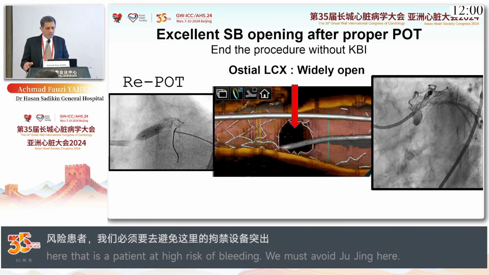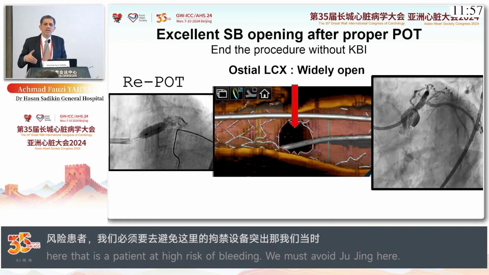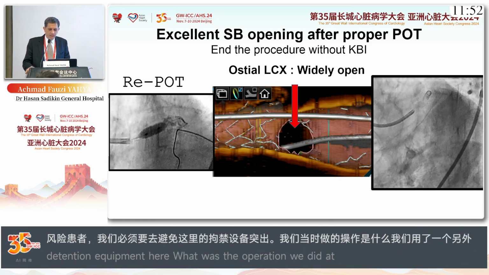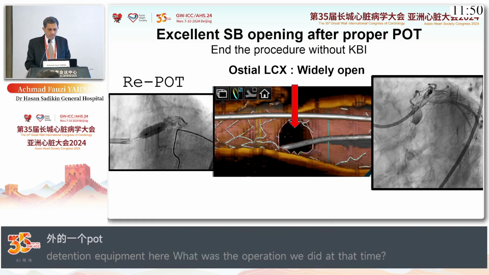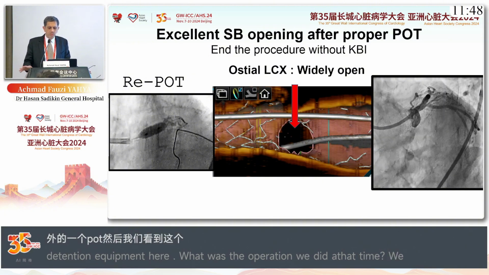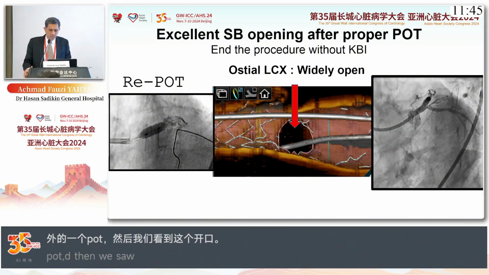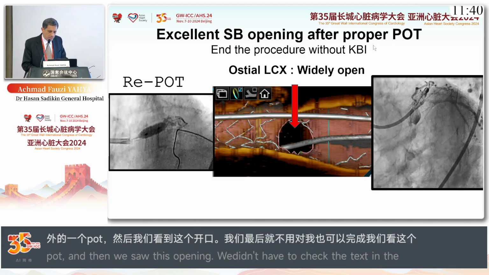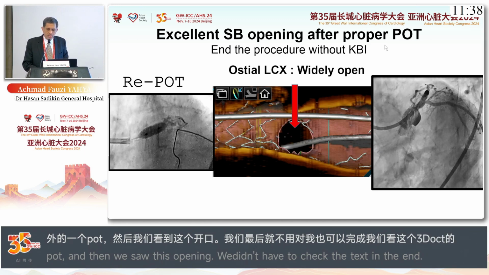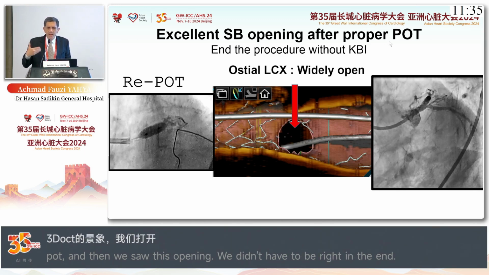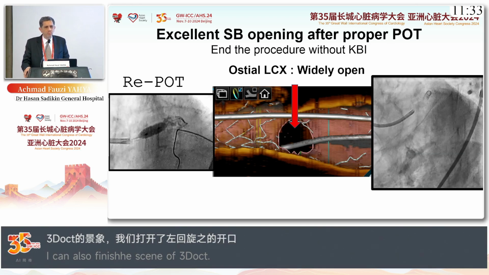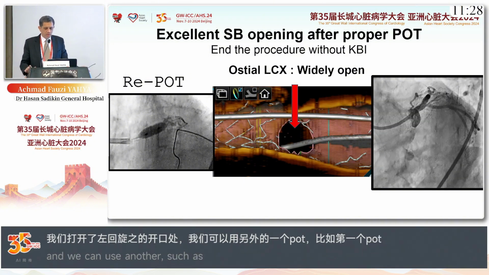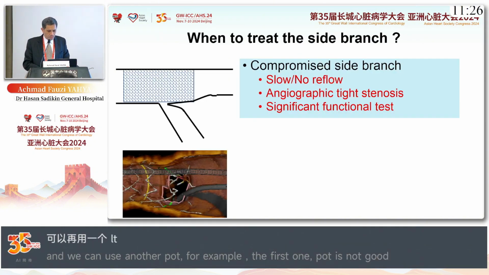What we did is we did another POT. And then excellent side branch opening happened after proper POT. And we can end up these procedures without kissing balloon inflations. So look at this 3D OCT, it opens up the ostial side branch. So you can use another POT, maybe when the first POT does not get close to the carina side. That's why we have to perform proper POT.